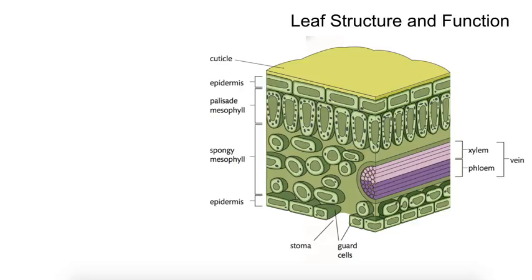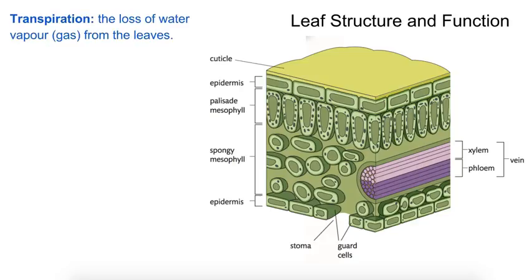Okay, we're going to work our way through the leaf. We are going to look at the structure of the leaf and also the function of the different parts. First of all, transpiration, which is critical to our understanding of this topic, is the loss of water vapor or gas from the leaves.